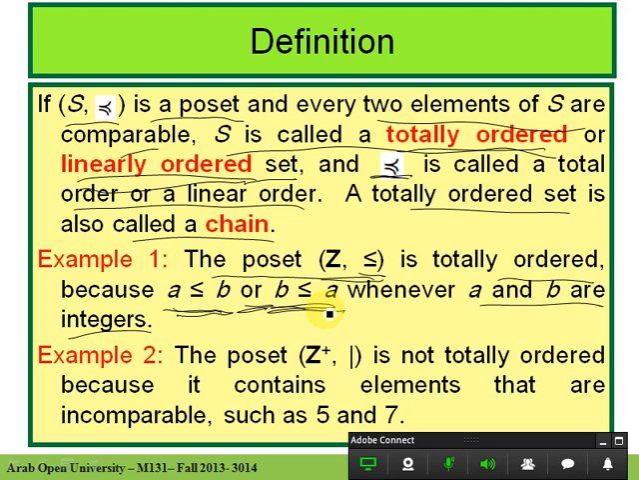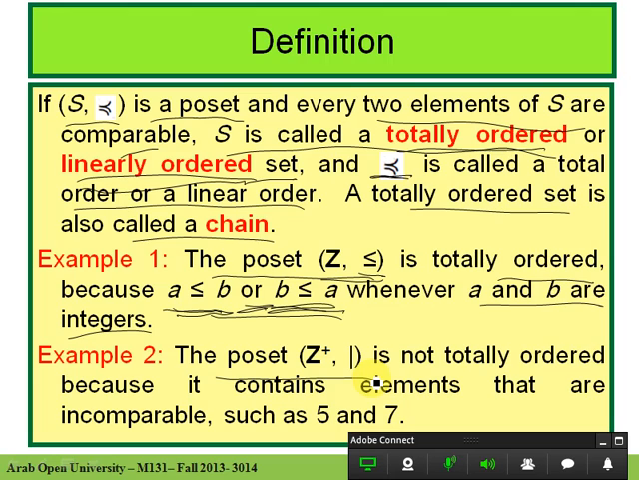For example, if you take 1 and 2, with 1 as a and b as 2, 1 is less than 2, it is true. If you take a as 2 and b as 1, it must be for any two elements a and b. Then we call it a linear ordered chain.